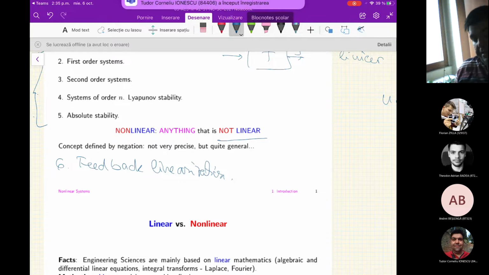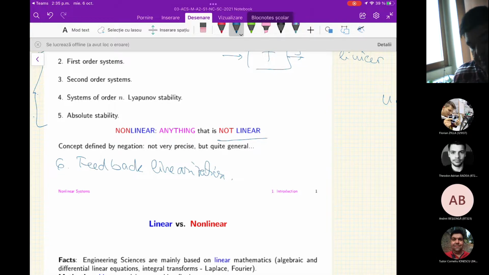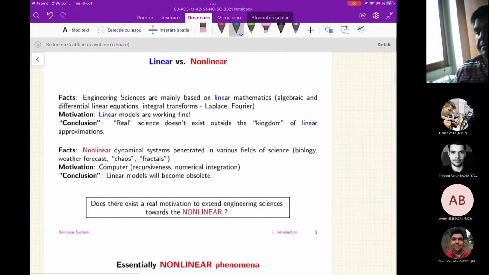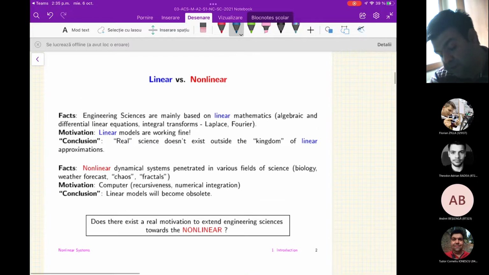So once again, nonlinear is anything which is not linear, so it is anything which is not satisfying the superposition principle. Okay, let's go a little bit into details. Let's talk about some facts. Engineering sciences, they say here, are mainly based on linear mathematics, algebraic and differential linear equations, and integral transforms.